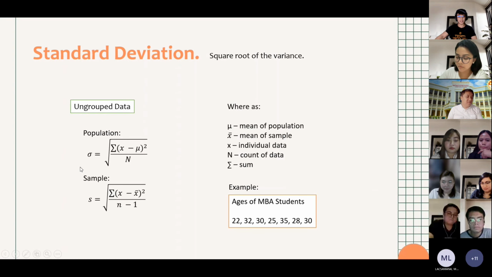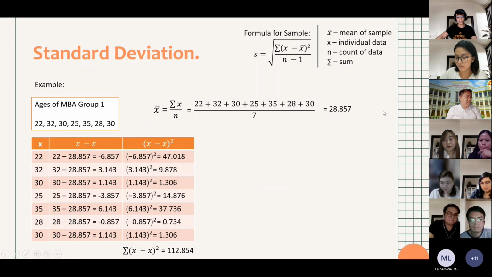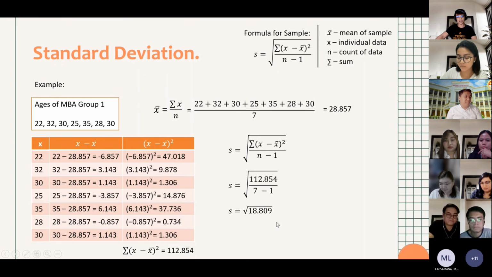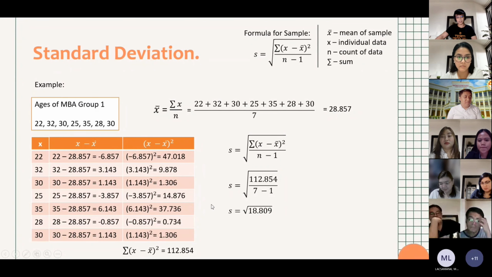Okay, so from the given example kanina natin, nakuha na natin yung mean dito. Nakuha na natin yung numerator and denominator. Nakuha na natin ang ating variance, which is 18.809. So ang gagawin na lang natin is kukunin natin ang square root nito, which is 4.337. So this is our standard deviation for our example. Okay? Am I clear po?